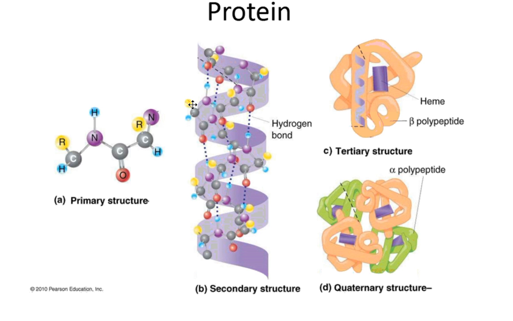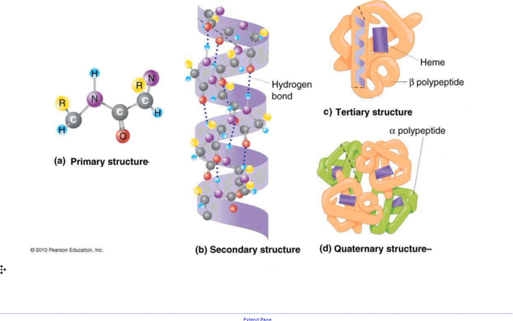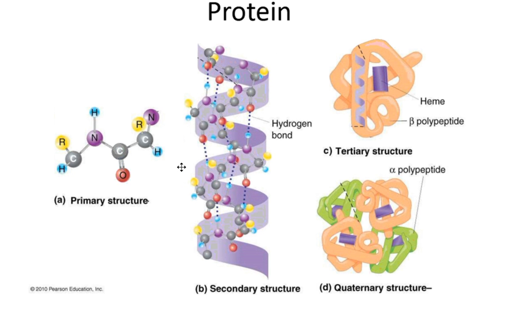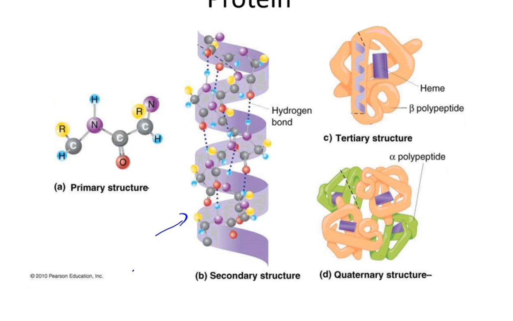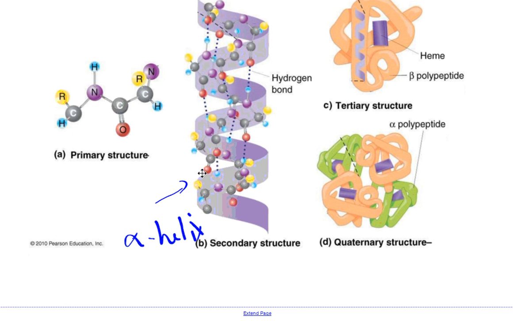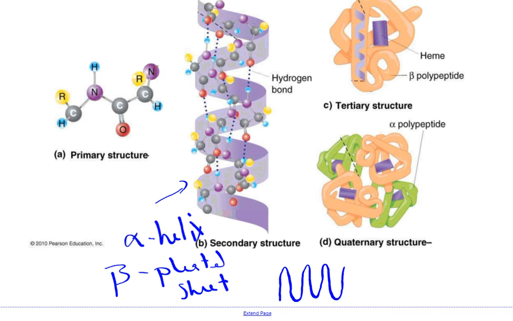But when that individual primary structure coils on itself, it makes a secondary structure, and the secondary structure can form either what you see here, which is called an alpha helix, or it can form something called a beta pleated sheet, or just a beta sheet, which looks like this. And so you might have an alpha helix here, and then a beta pleated sheet here, and then another alpha helix.